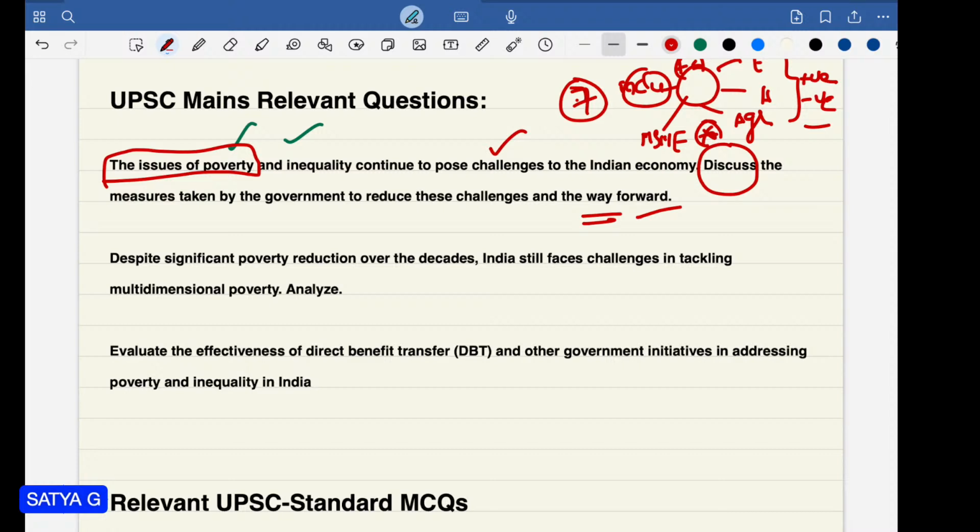Despite significant poverty reduction over decades, India still faces challenges in tackling multidimensional poverty. Analyze. Friends, whenever the keyword analyze comes, you need to deep dive in a 7 day structure, meaning you need to cover almost everything like positives, negatives, examples, and case studies. Everything you need to mention because it's the 7 day structure.